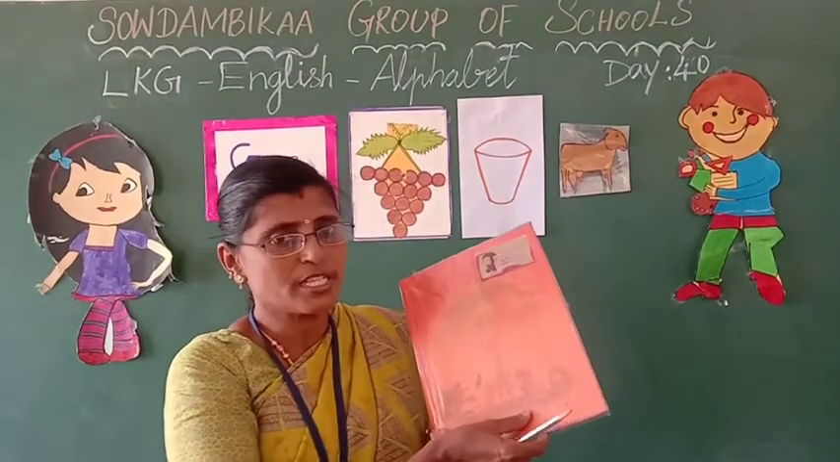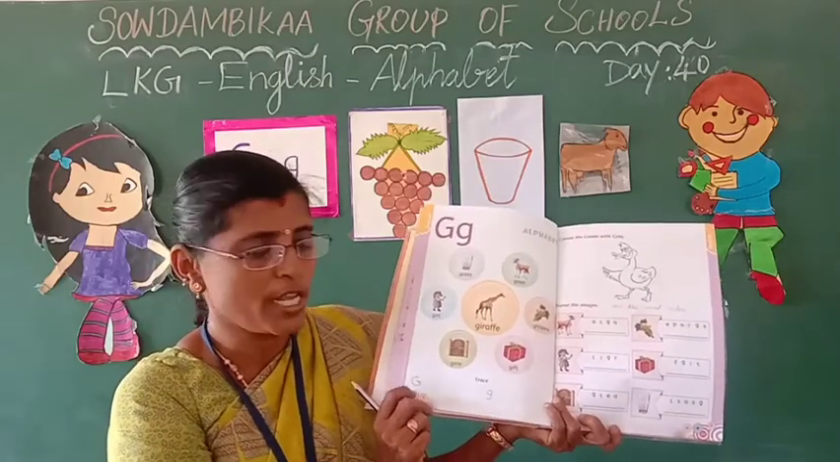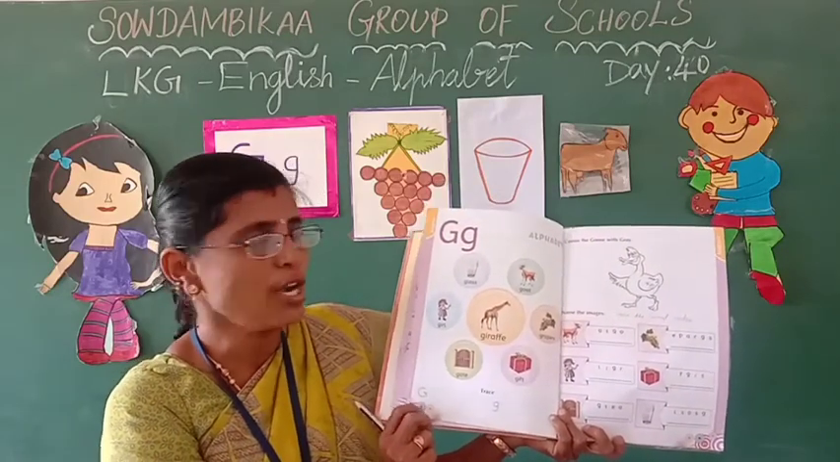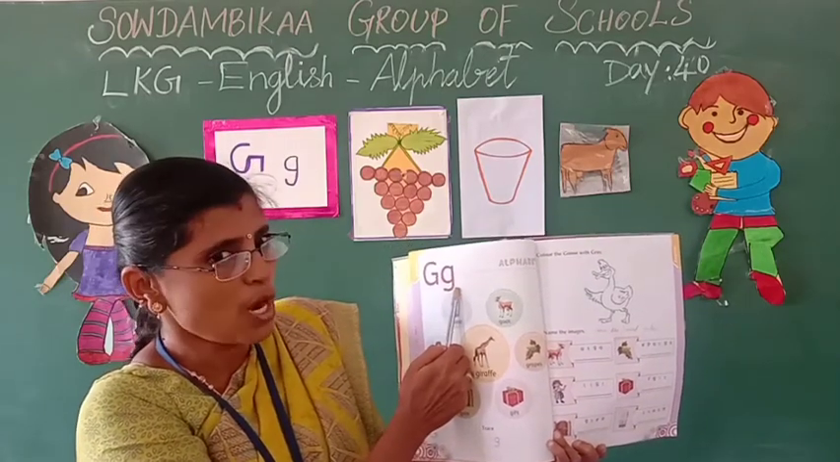Dear cuties, take your first book. Take your first book. Page number 20. G for capital G, small g.